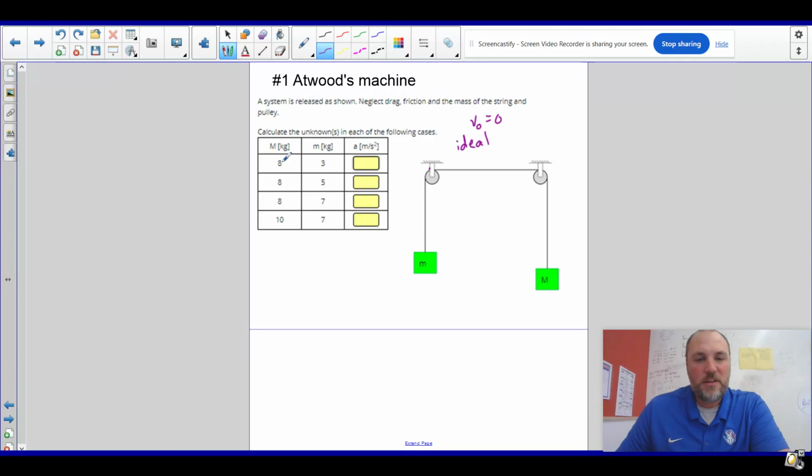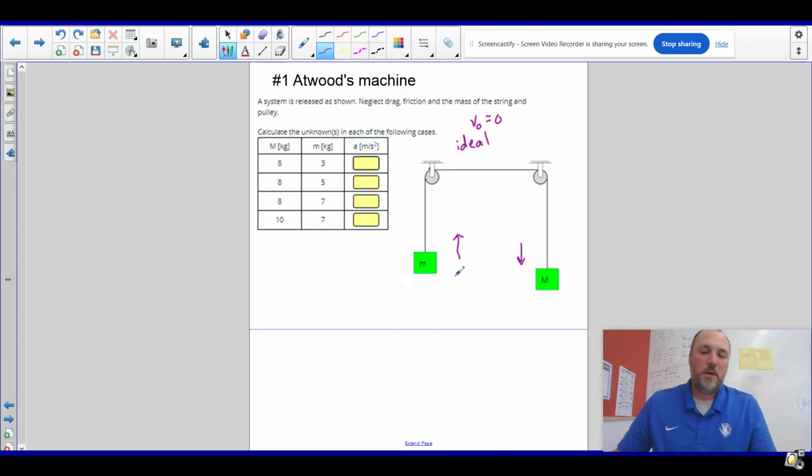So we're given a series of different pairs of masses. In every case, big M is larger than little m. So in every one of our examples here, little m is going to be moving upward, while big M is going to be moving downward. The reason that we have pulleys is just to change the direction of the force from the string. So pulleys have the ability to change the direction of the force.